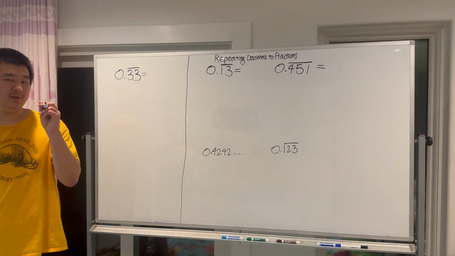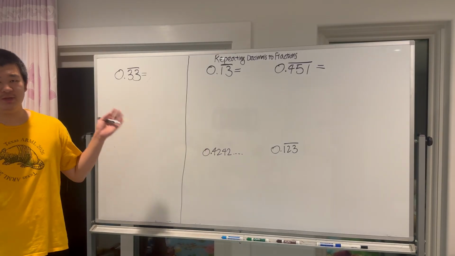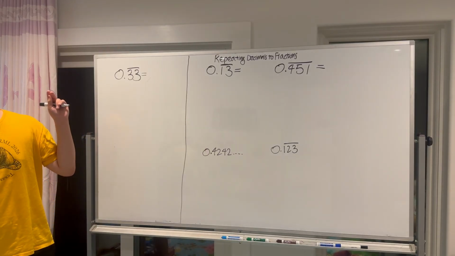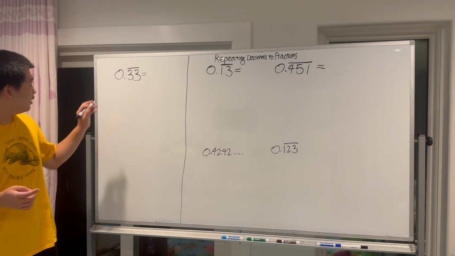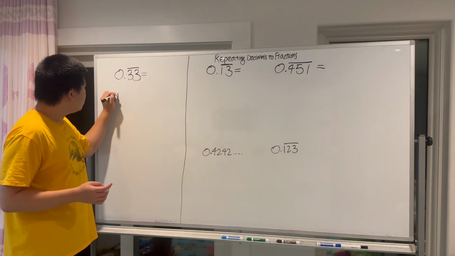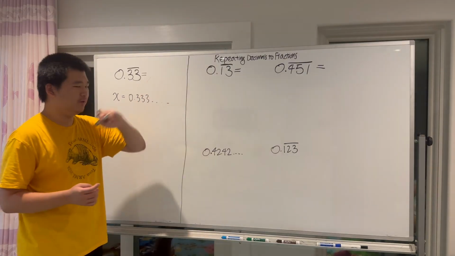But how can we get from the decimal form to the fraction? We know how to get from the fraction to the decimal, but what if you didn't know that this is 1 over 3? How could you prove that it's 1 over 3? Well, here is the process. First, let x be equal to 0.333 all the way to infinity, right?